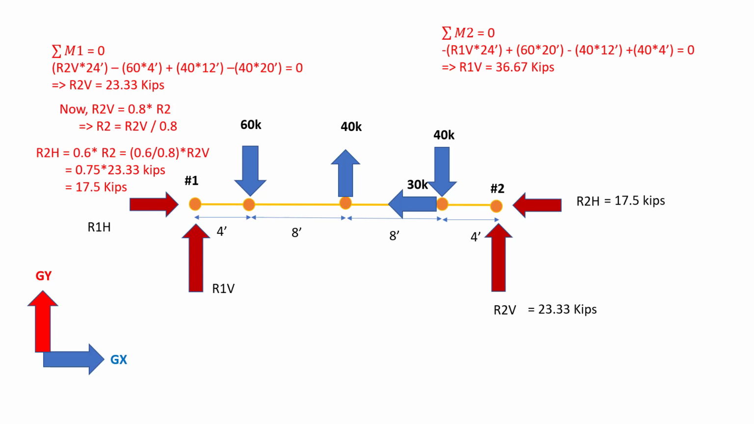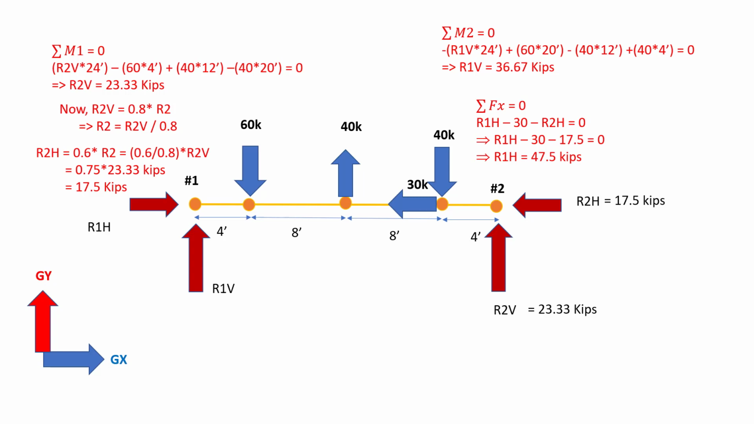So we have 60 multiplied by 20, and the sign is positive, and then a 40 kip load acting at a distance of 12 feet creating a clockwise movement. So we have minus 40 multiplied by 12, and finally a 40 kip load acting 4 feet away from node number 2 creating an anti-clockwise moment. So we have a positive 40 multiplied by 4, and we sum all of this to 0, from which we get R1V as 36.67.